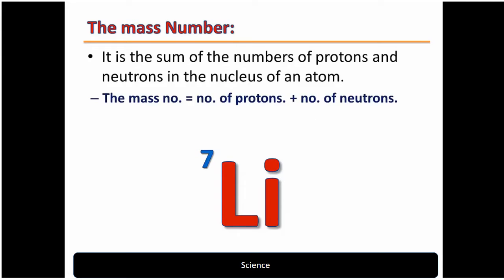Mass number equals the number of protons plus the number of neutrons. And the number of neutrons equals mass number minus atomic number. So lithium contains 4 neutrons and 3 protons. 3 protons plus 4 neutrons equals 7, which is equal to the mass number.